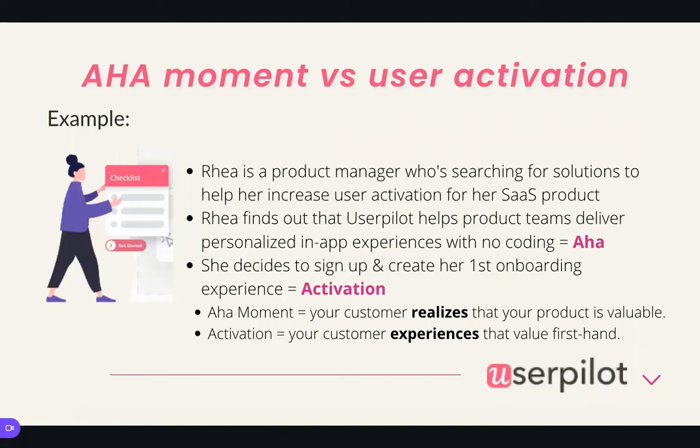Rhea is a product manager who's searching for a solution to increase user activation for her SaaS. So Rhea goes online, Googles a solution for activating users, and she finds Userpilot. She finds that Userpilot provides personalized in-app experiences with no coding. Here, Rhea is realizing the aha moment: wow, there's a solution that can help me provide in-app experiences with no coding, right? After that, Rhea decides to sign up and create her first onboarding experience. Here we can say this is the activation. She is activated. So the aha moment is the moment your customer realizes that your product is valuable and is going to provide value for them, and activation is the moment your customer actually experiences the value for the first time.